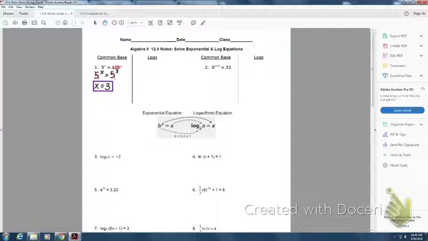Now, you're going to have many problems where you will not be able to do that. You'll have two numbers where you can't have the same base, and so you'll have to do logarithm, fish hook, and solve it that way. If I was to fish hook this, where would I start?